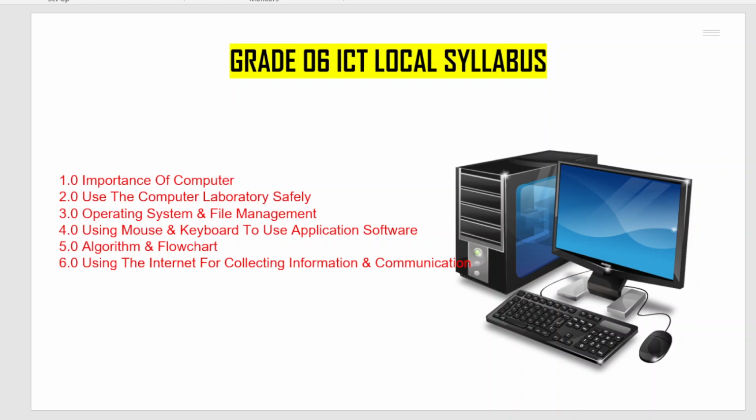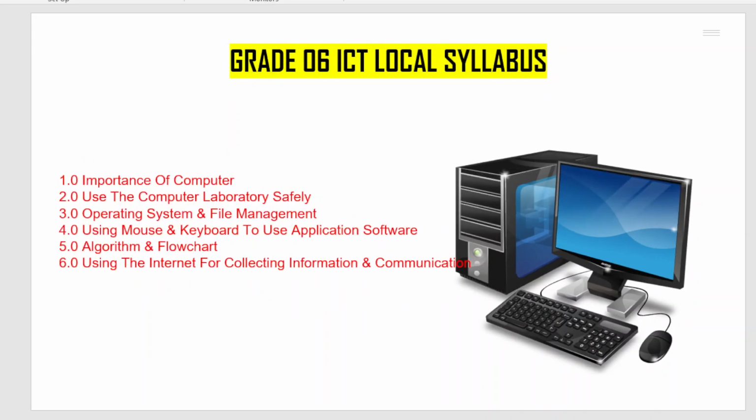In the grade 6 ICT local syllabus, there are mainly 6 chapters to complete. The first one is importance of computer. Second one is use the computer laboratory safely. Third one is operating system and file management. Fourth one is using mouse and keyboard to use application software. Fifth one is algorithm and flowchart, and the sixth one is using the internet for collecting information and communication.